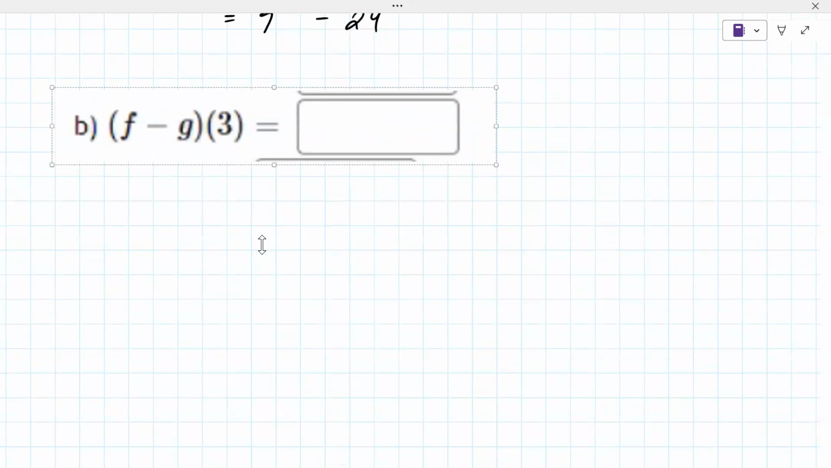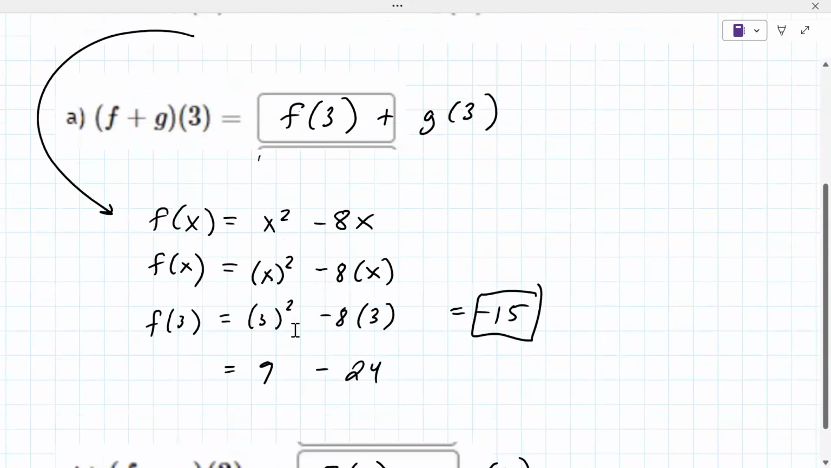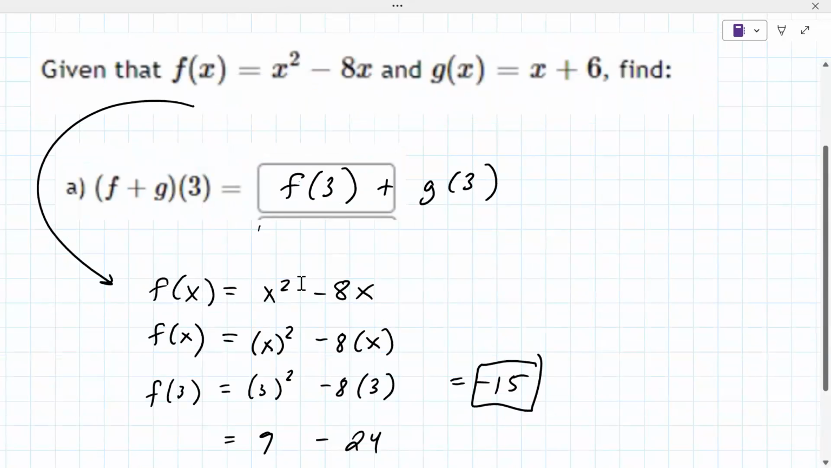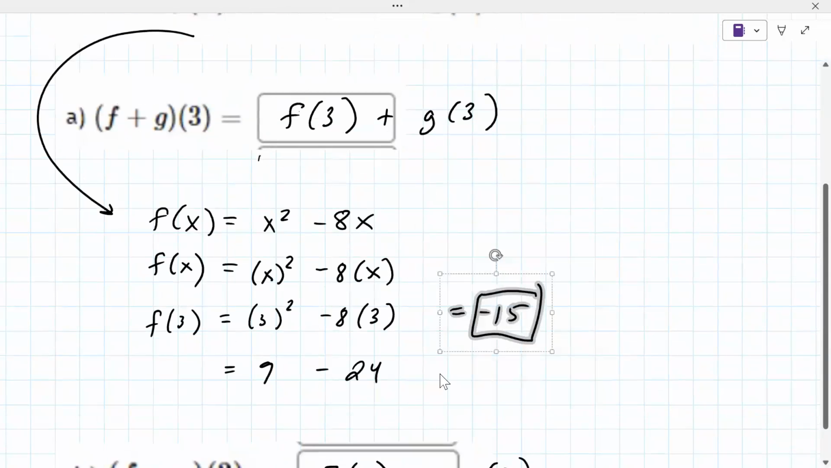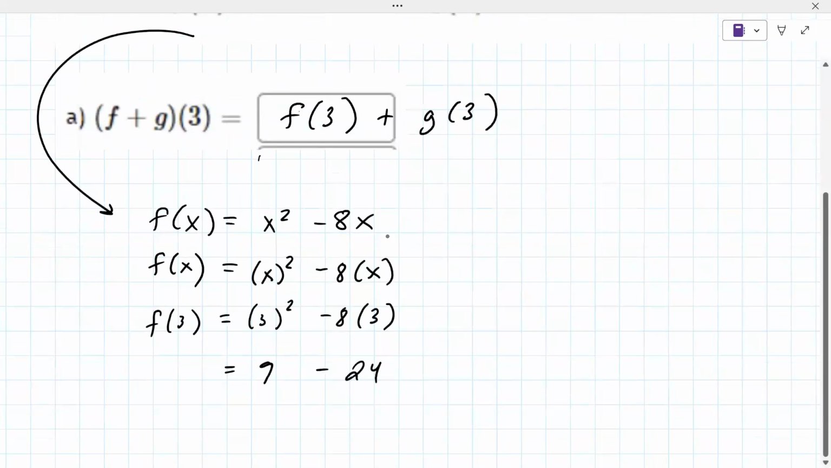All right. So this notation is f of 3 minus g of 3. Oh, you know what? I'm sorry. I did not finish this problem. I'm jumping way too far ahead. Sorry. Are you all good? Got distracted. So all we have done here is just f of 3.